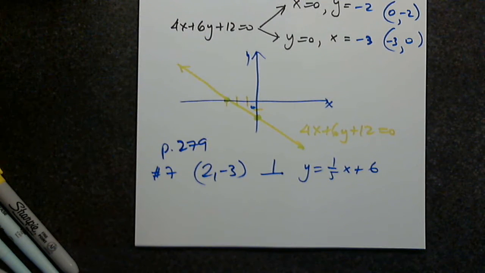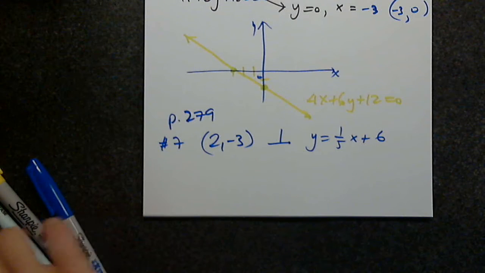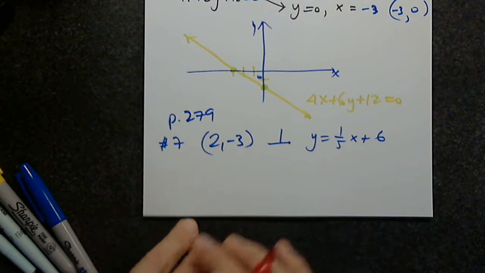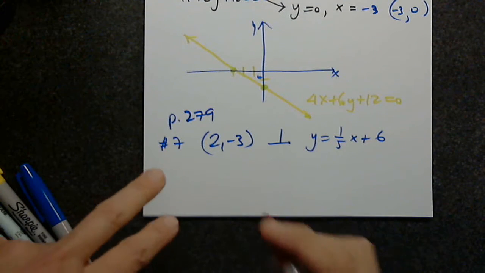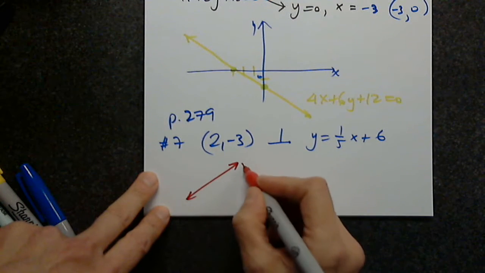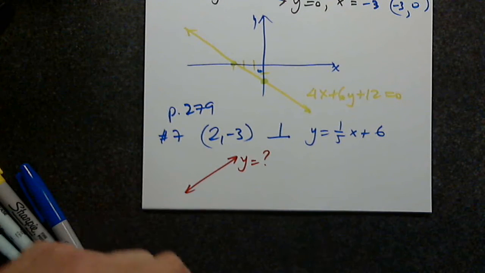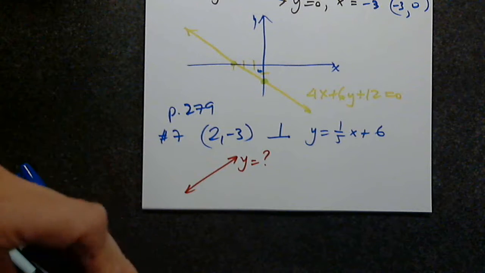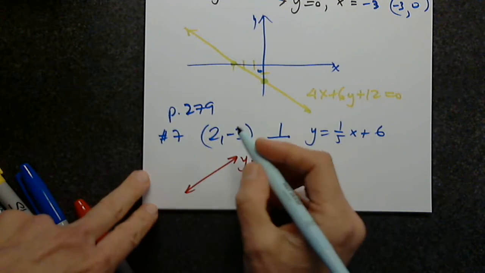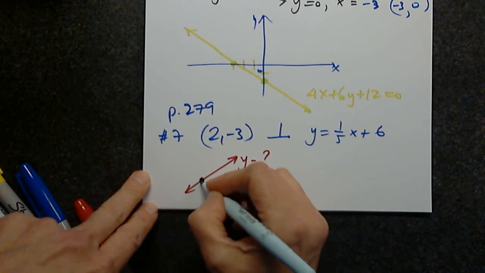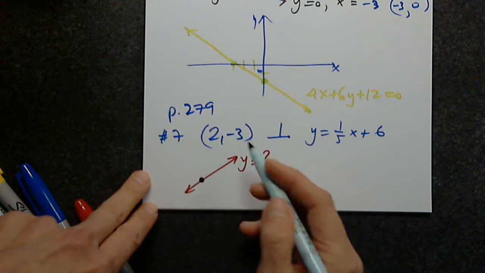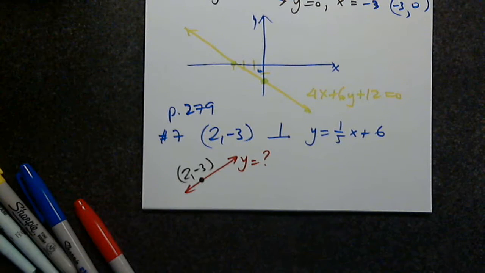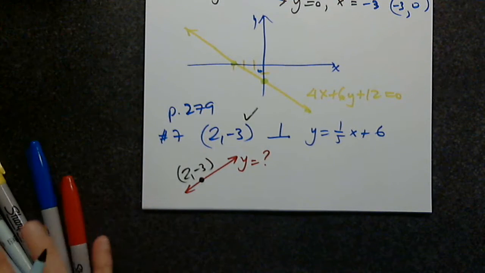Okay, so here's the idea. I'm not graphing the given equation or the unknown one. I'm just giving you the idea. So we have a line whose equation is unknown. But we do know two things about it. Here's the first one, that it passes through this point. So somewhere along the line, I have this point 2 comma negative 3.